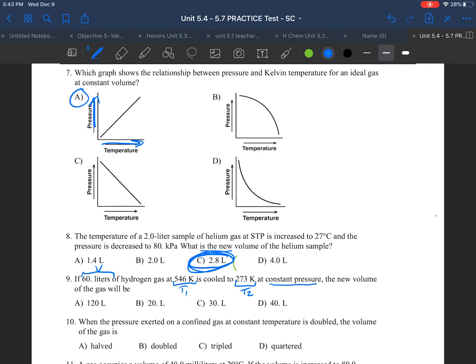And then lastly, the question's asking for the new volume, so V1 and V2. Now all that's given to you is the combined gas law. So I'm going to move up here. P1 V1 over T1 is equal to P2 V2 over T2. Now, I said that pressure is constant, so take pressure off of both sides of the equation. So now you're just left with V1 over T1 is equal to V2 over T2. And so if we're solving for V2, we just want to make sure to move T2 to the numerator on the other side. Our new equation is V2 is equal to V1 T2 over T1.